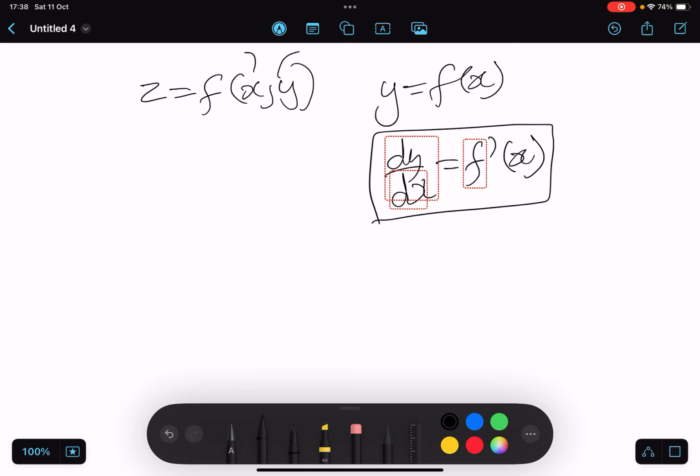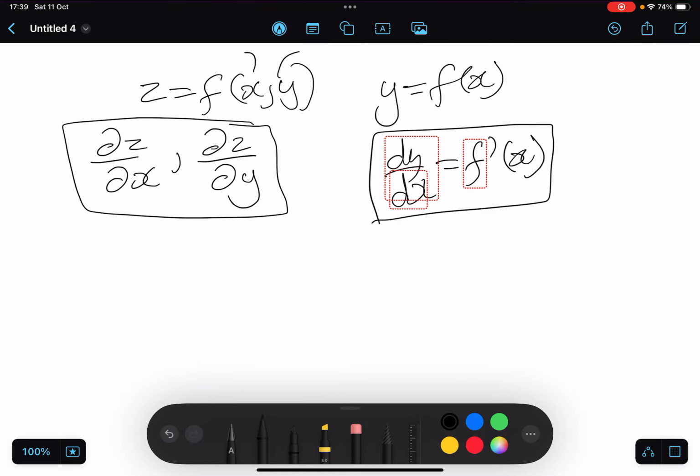You find the first derivative of z with respect to x, and then you can also find the first derivative of z with respect to y. So this is how we represent derivatives using partial. This is partial derivative. This is how you represent a derivative when you're looking at a multivariable function.